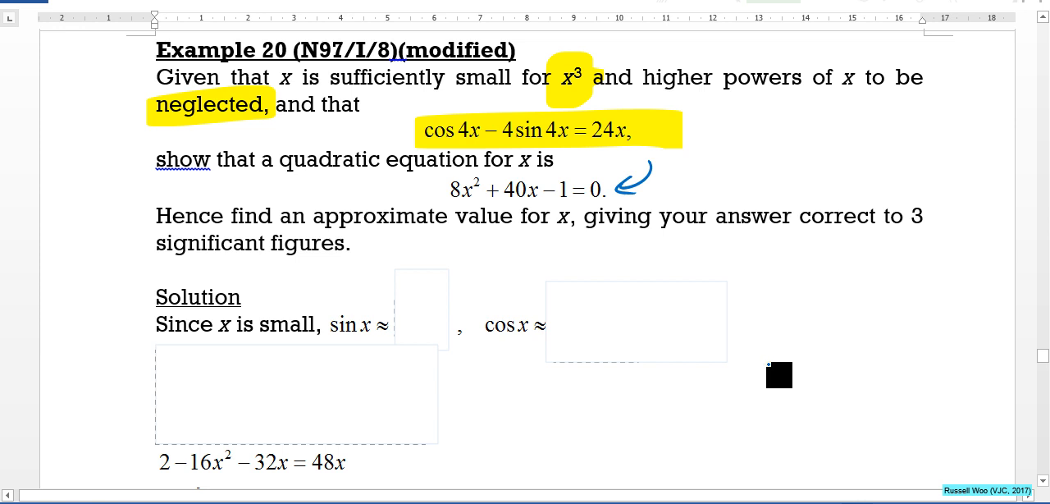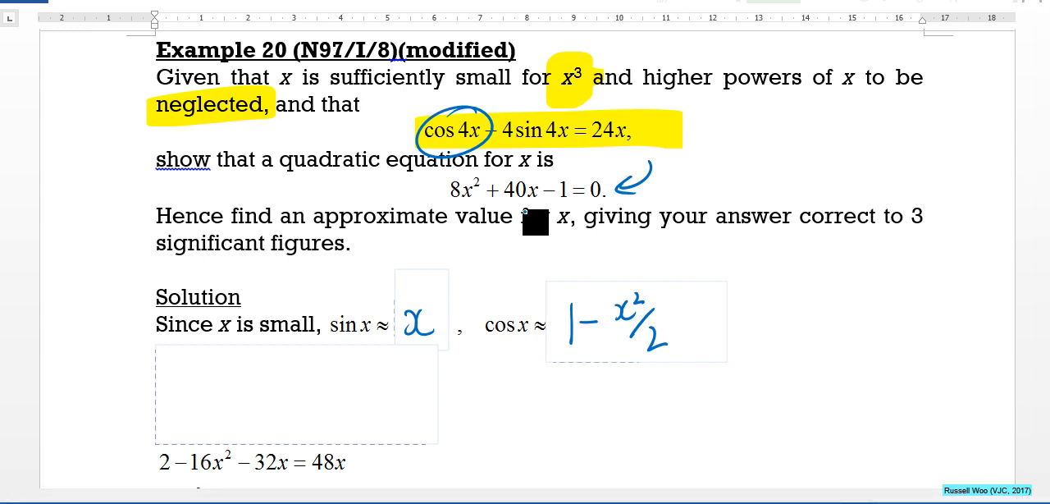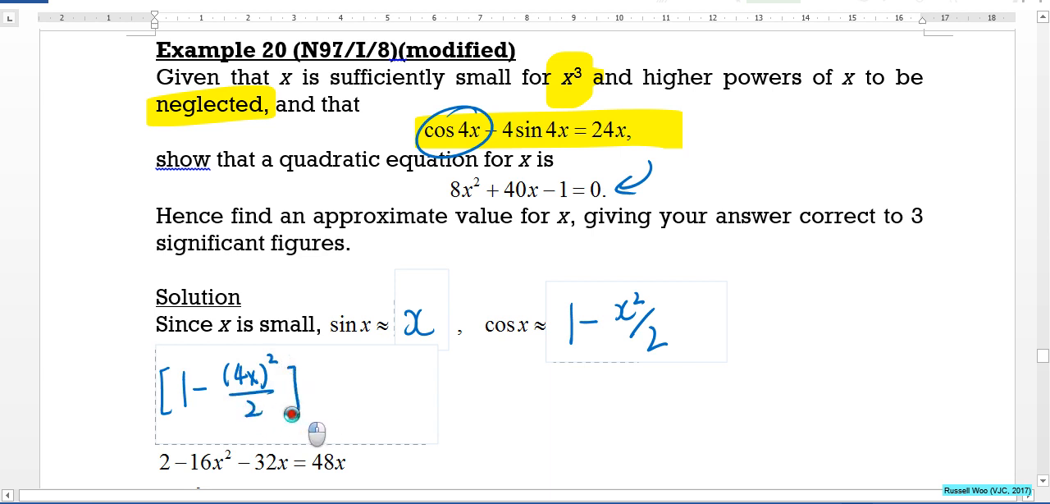Since x is small, sine x is just x. Cosine x is 1 minus x squared over 2. But now you don't have sine x and cosine x, you have cosine 4x and sine 4x. But as I said earlier, if x is small, 2x is small, 4x is also small. So 1 minus cosine 4x is just 1 minus, 1 minus 4x squared over 2, minus 4x, because sine 4x is just 4x, equals 24x.